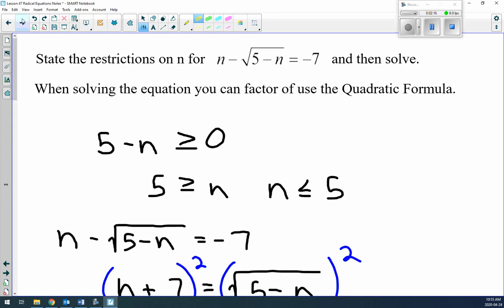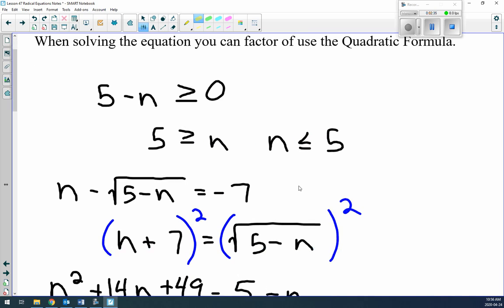Let's do another one. State the restrictions on this one, and then solve. The restrictions have to do with what's underneath the radical symbol, so that's 5 minus n. Set it greater than or equal to 0 because we want it positive. We move everything around: 5 is greater than or equal to n, or n is less than or equal to 5. That's our restriction. So now let's solve it.